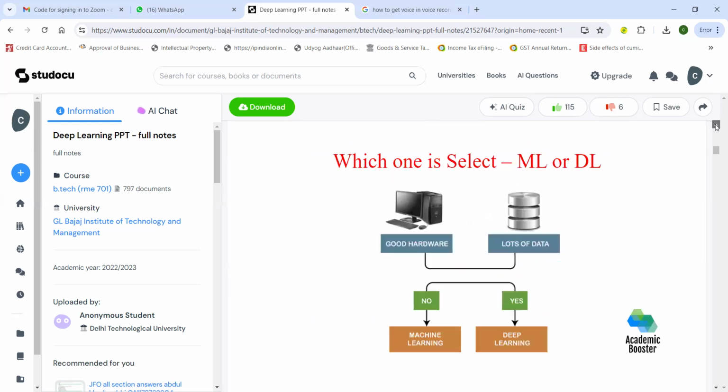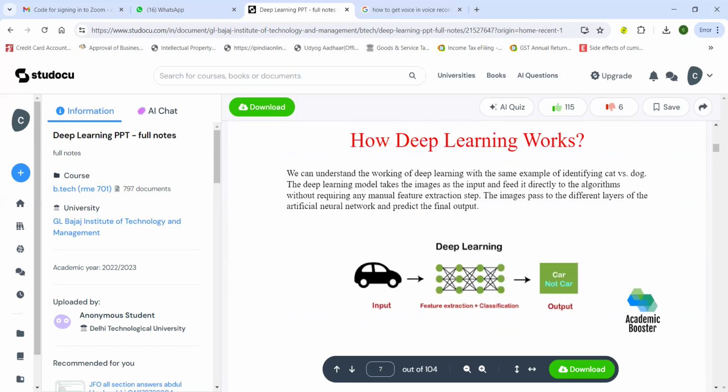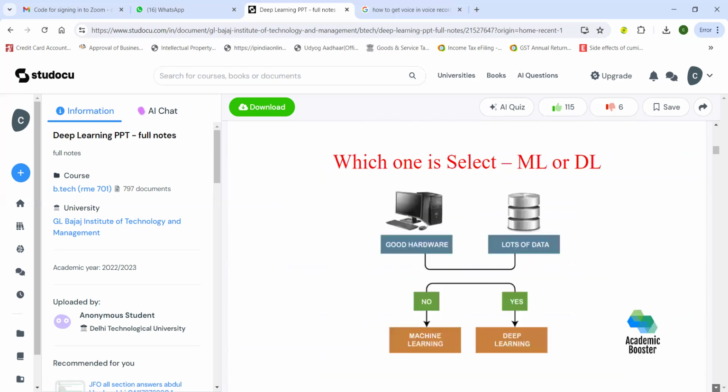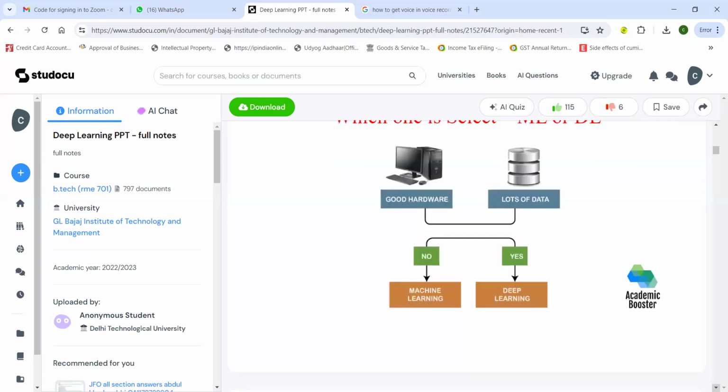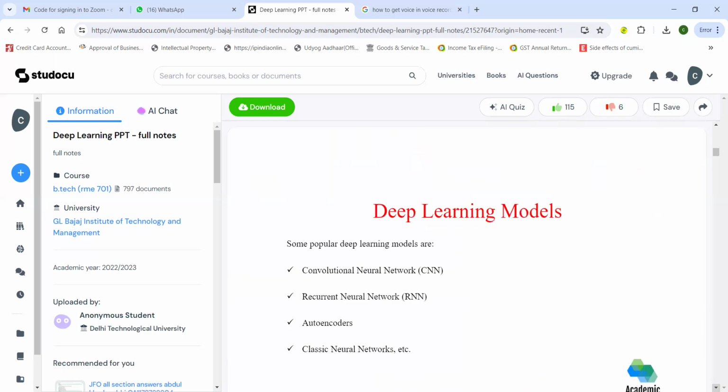Now, the next one is which to select, it means whether we should go for machine learning or deep learning. It depends on whether we have good hardware and lots of data: yes or no. If we have no, then we should go for machine learning, and if we have yes, then we go for deep learning. The same is with the models.